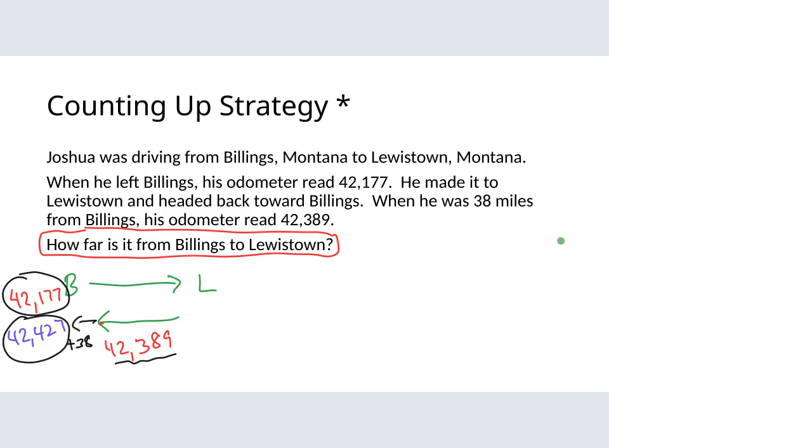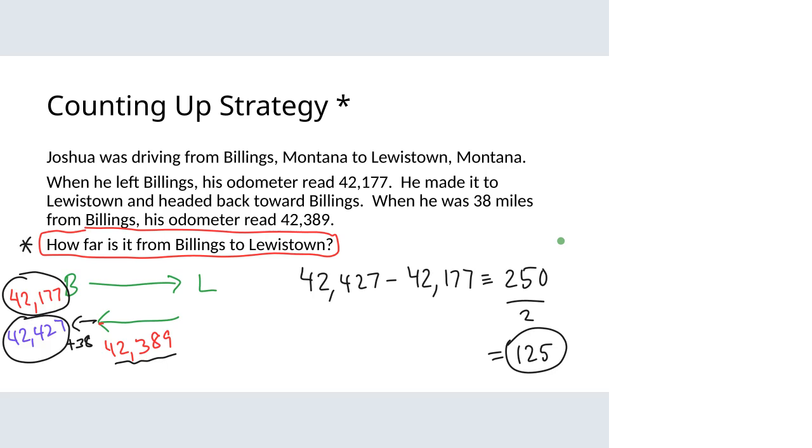So now we can subtract to figure out how far he drove. 42,427 minus 42,177. That'll give us how far he drove round trip. 250 miles. Well, that's the round trip distance, and this question just said, how far is it from Billings to Lewistown? So that's just one way. Instead of the round trip, we just need one way, so we'll cut that in half. 250 divided by 2 is 125.